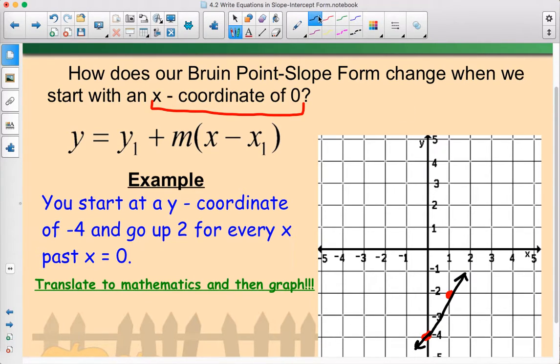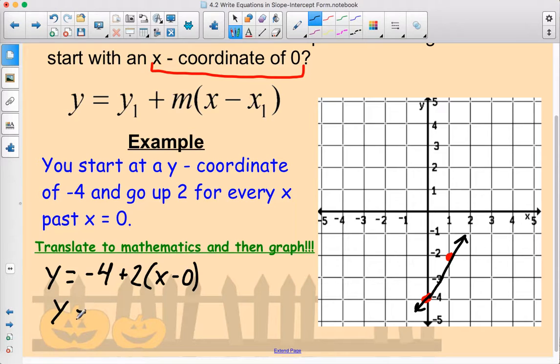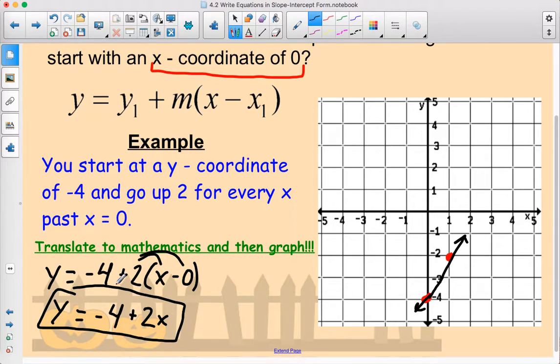If I actually wrote the equation, though, it looks like this. In Bruin point slope form, it'd be y is negative 4 plus 2 for every x past 0. Okay. If I simplify this by distributing that 2, I end up with y equals negative 4 plus 2 times x, because 2 times the 0 when I distribute is 0. And what I end up with is my intercept slope form, or they also call it slope intercept, just depending on which way you write it.